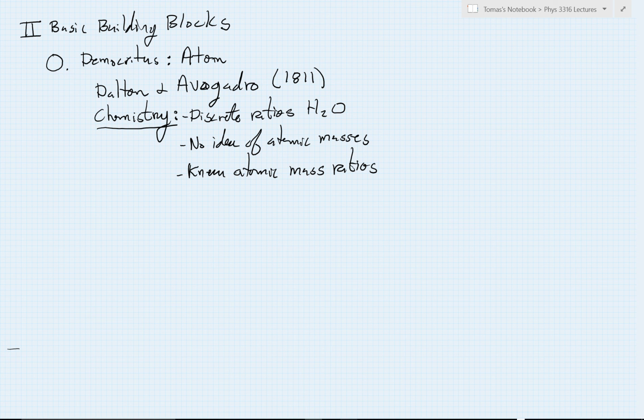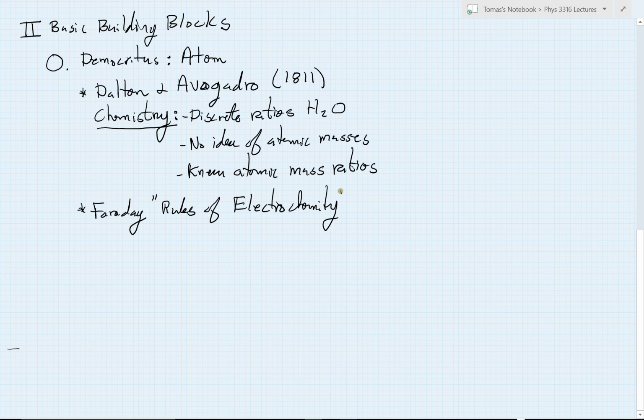Now, the story gets a little more interesting, actually, with another hero of ours from a previous course, who would be Faraday, who's famous not only for Faraday's law, but Faraday also published a very important work on the rules of electrochemistry. He did a lot of electrochemical experiments as well. Now, once we knew there were atoms, these electrochemical experiments, published in 1834, revealed quite a lot, a surprising amount actually, about the structure of matter.